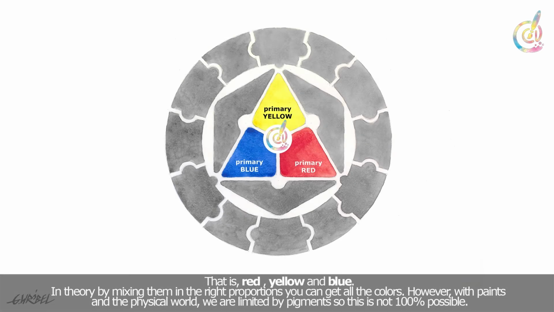This is red, yellow and blue. In theory, by mixing them in the right proportions, you can get all the colors. However, with paints and the physical world, we are limited by pigments, so that is not 100% possible.